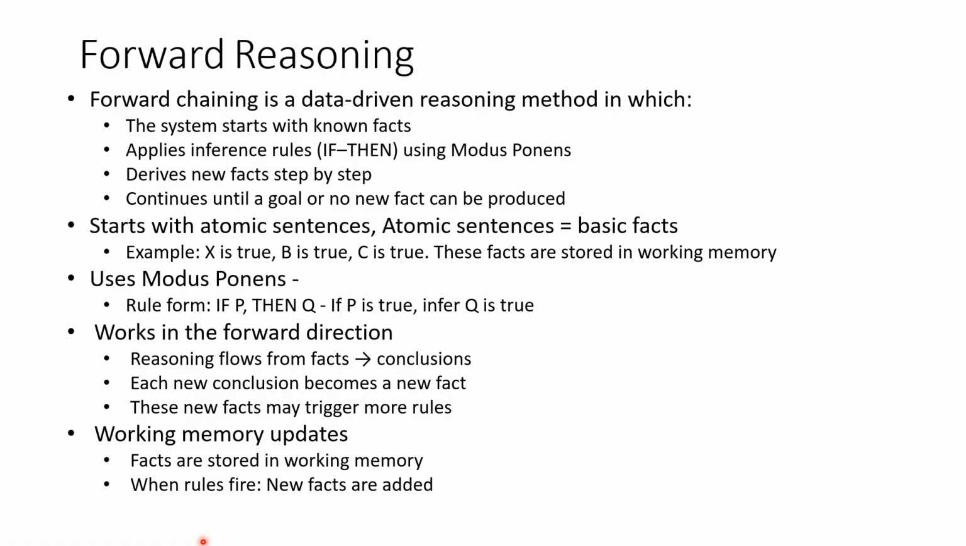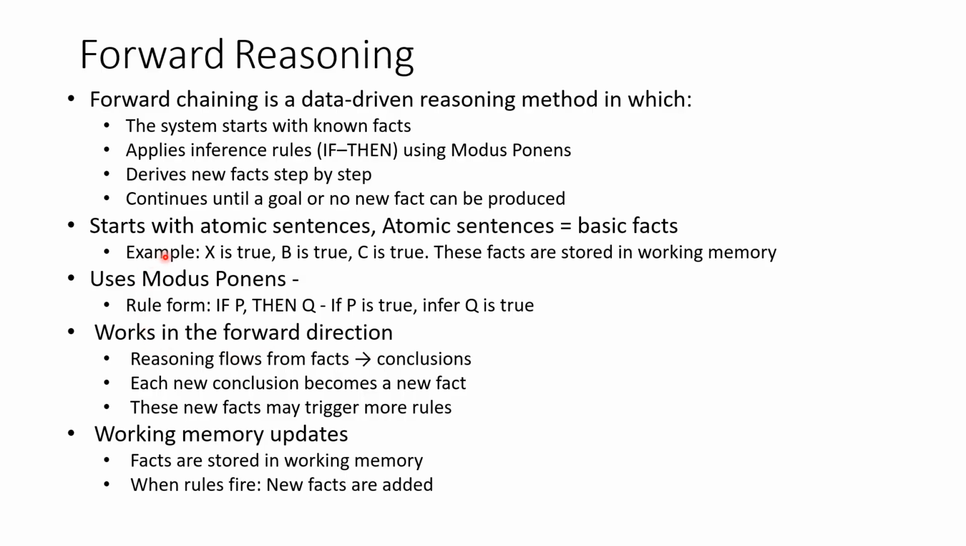So in the case of forward reasoning, known facts are already in the working memory. Rules are if-then conditions, and we are applying rules using modus ponens, and the new facts are generated. And this process repeats until no new facts are generated or the goal is reached. So here, if we have a rule, if P, then Q, so if P is true, therefore Q is true. So forward chaining is nothing but repeated modus ponens.